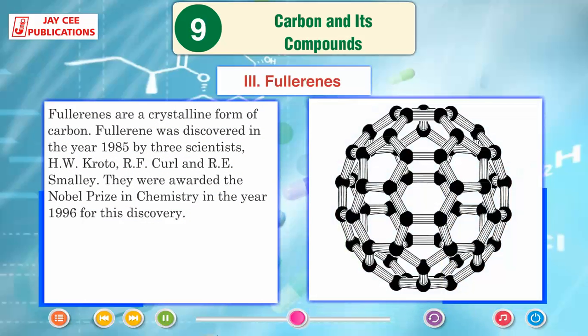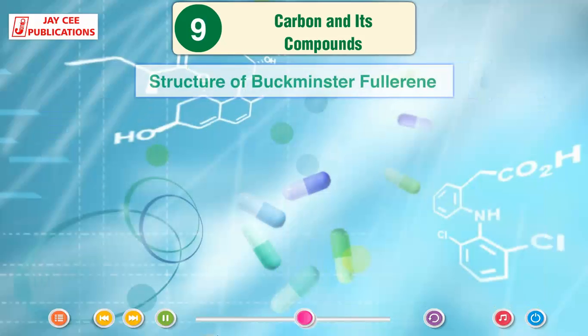Fullerenes. Fullerenes are a crystalline form of carbon. Fullerene was discovered in the year 1985 by 3 scientists, H. W. Kroto, R. F. Curl, and R. E. Smalley. They were awarded the Nobel Prize in Chemistry in the year 1996 for this discovery.